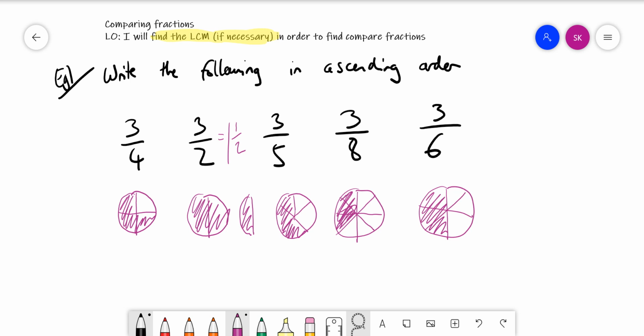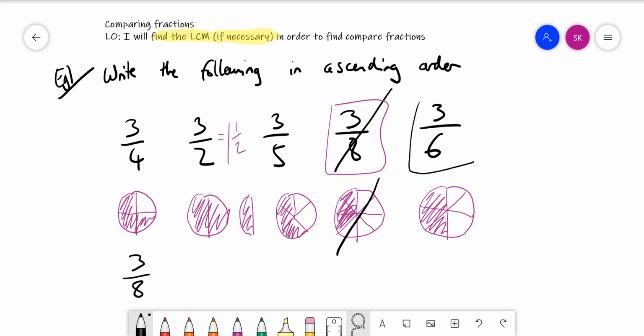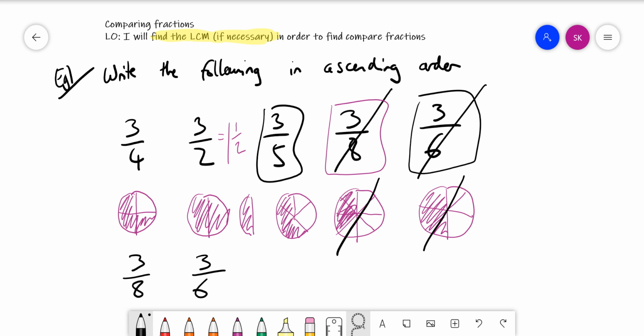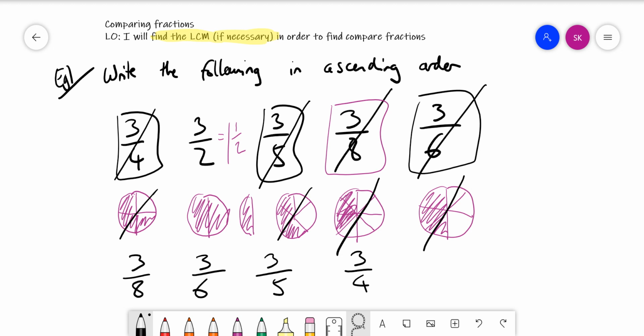Well, clearly, the fraction which has the least value is this one here, because the smallest amount of the circle is coloured in with the 3/8. So 3/8 is the smallest fraction. Then looking at it, I can see the next smallest is this one here, the 3/6. There's half of that drawn out or coloured in underneath. Then it looks like the 3/5, this one here. Then it's the 3/4, where almost all of it is coloured in. Finally, it's the 3 over 2, where I've got more than one whole.